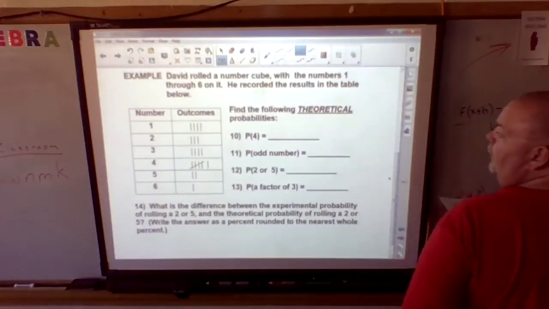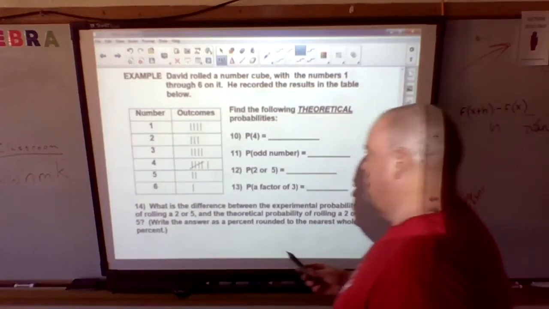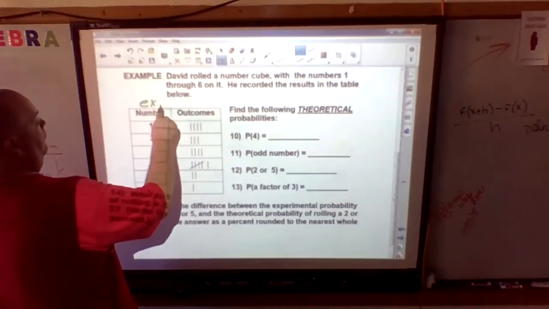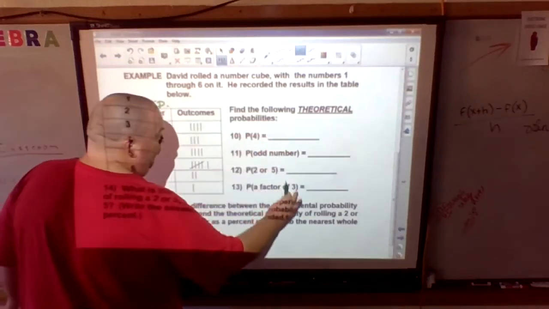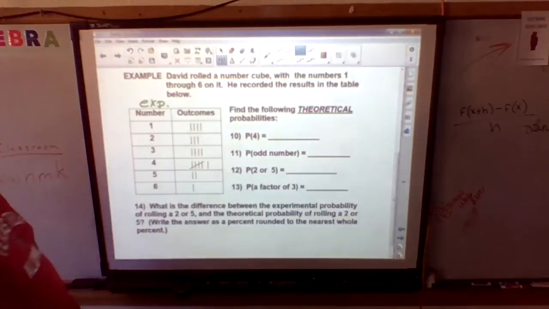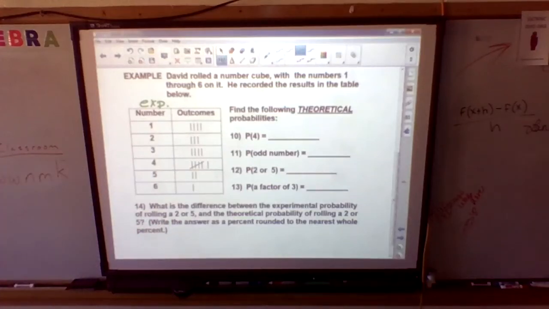All right, so the next example, we're going to talk about David rolling a number cube. We're going to be finding the theoretical probability. So this is what he actually got. So this is our experimental. Okay, so we're going to be looking for the theoretical. So we're not really going to be looking at this data right here just yet. So don't let that table there confuse you.